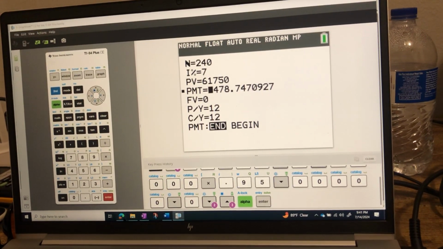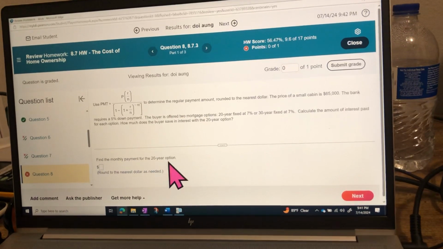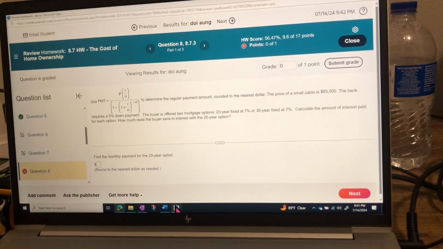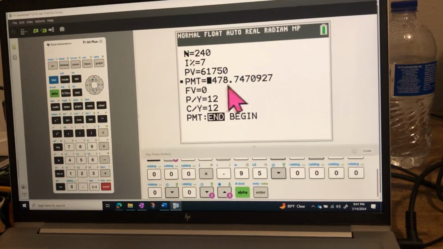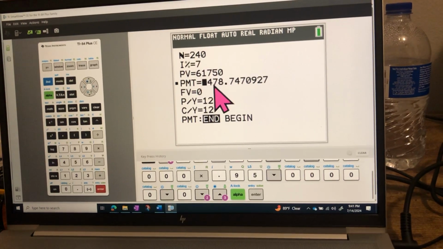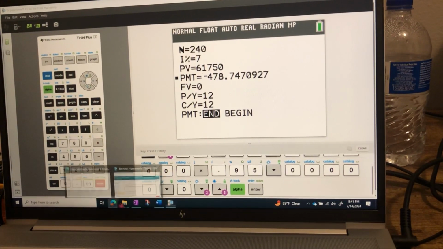Let's see how to round the number. Find the monthly payment for the 20-year option. Round to the nearest dollar as needed. Since this 7 is bigger than 5, we're going to round it up. So 479.